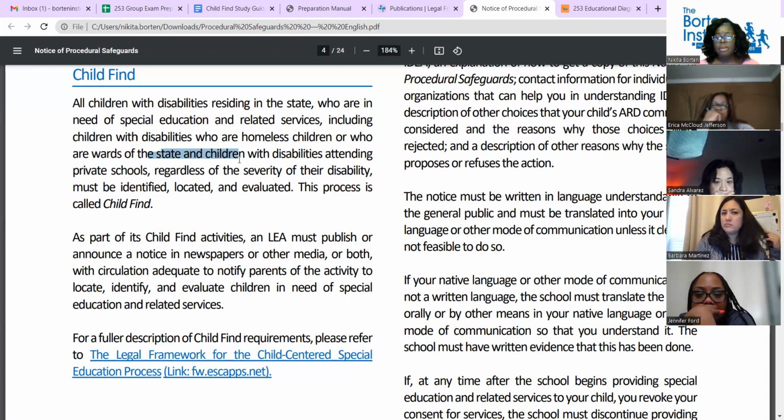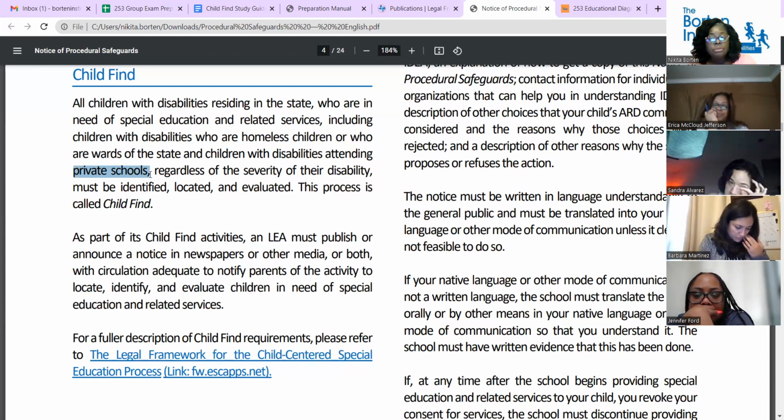Yes, by law. What about children who are in private schools? They're not even enrolled in public school. They're in private school. The law says yes. Public school evaluators evaluate children in private school. By the way, homeschool is considered private school by law in the state of Texas.